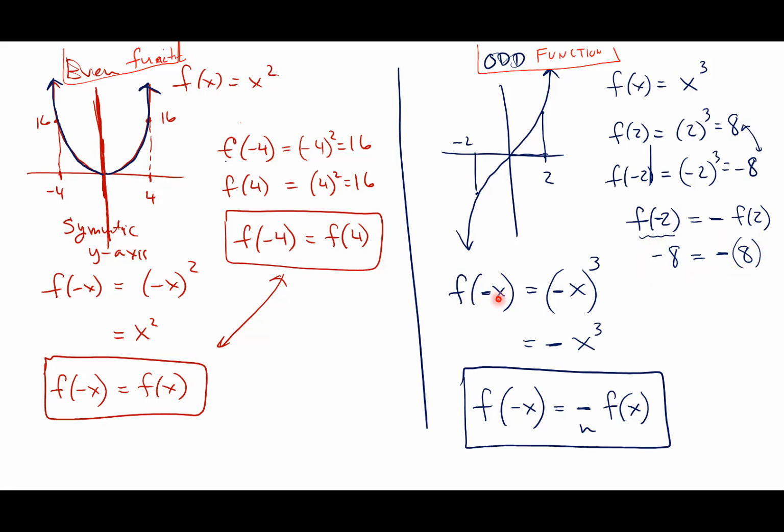So f of negative x will give you a negative x to the third, or negative times a negative times a negative would give you a negative, and negative x times negative x times negative x will give you then a negative x cubed. Alright, how do we do this?